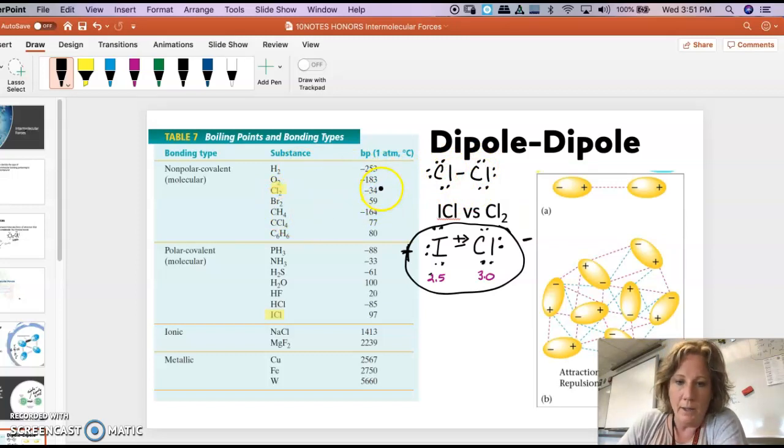So look at the boiling point. Chlorine will become a gas at negative 34 degrees Celsius, whereas iodine with chlorine will boil at 97 degrees Celsius. That's actually close to the boiling point of water. So it's pretty high compared to just the plain chlorine. So dipole-dipole interactions, those attractions, make for higher boiling points.